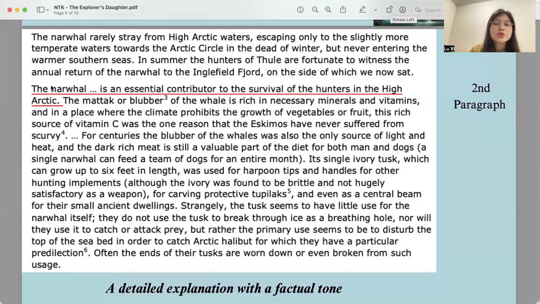But yeah, so the fact here is the narwhal is an essential contributor to the survival of the hunters in the high Arctic. Basically, it means the hunters have to hunt the narwhal in order to survive because they live on food. They have to eat something to survive. Okay, that's about this paragraph. We're not going to dive into this paragraph too detailedly because this is not our aim. Our aim is to find out the creepy part.